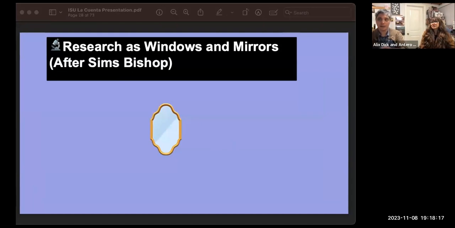And I think the other thing I just want to name, the last piece of this research, to do some preliminary wrap up here, is that we see this research as a kind of window and as a kind of weird mirror. You know, obviously speaking back to the work of the great Rudine Sims Bishop in young adult literature scholarship, to really think through what it means that you can go on La Cuenta every week and maybe you get to see yourself and your experience, right?